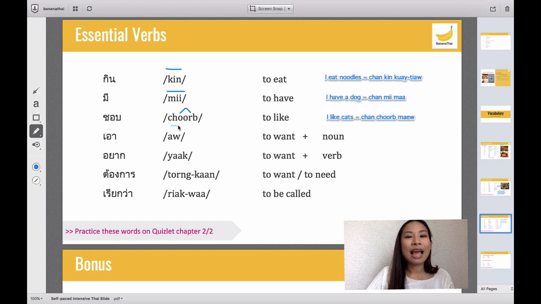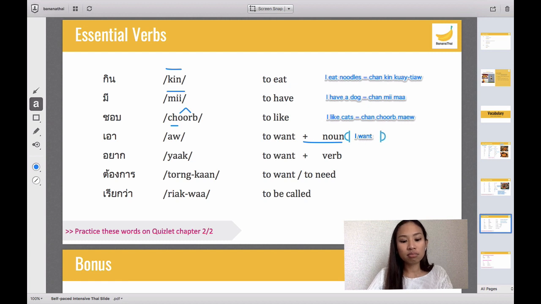Say together, เอา is to want plus noun นะคะ. For example, if you want to say I want coffee, and coffee is a noun, of course. So if you want to say I want coffee, what would you say? I want coffee. ฉันเอา coffee กาแฟ, right นะ.